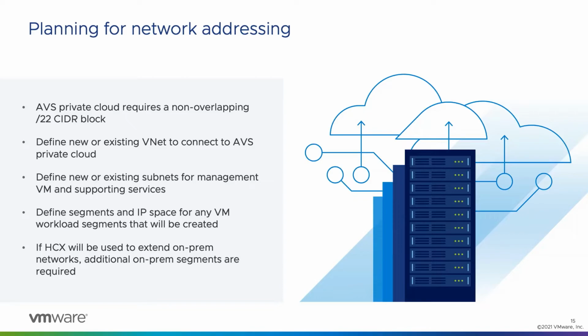You also need to plan for network segments created within the private cloud to host VMs. You need to allocate IP space for those and think about how you're going to provide DNS and DHCP services for those. And if you're going to use HCX to extend on-prem networks, you may need to create some additional on-prem segments for HCX management, HCX uplink, HCX vMotion, and HCX replication.